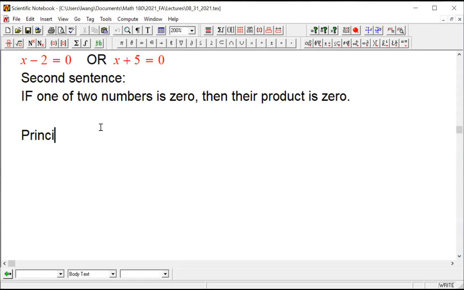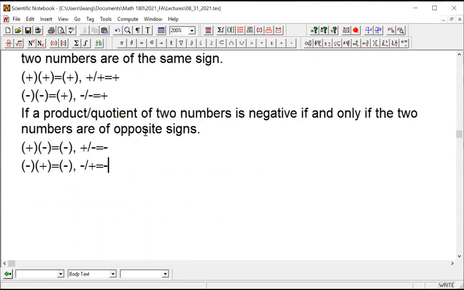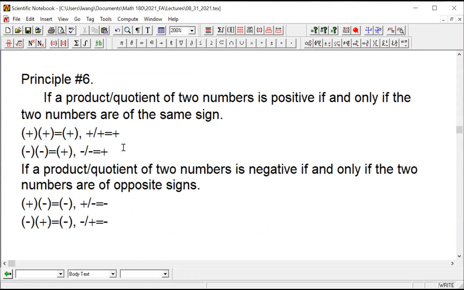Now, principle number 6. What does principle number 6 say? It's pretty long, isn't it? Since you guys already put them on the flashcard, you have read it. Could someone explain to me what principle number 6 is? The product or quotient of two numbers is positive if and only if the two numbers have the same sign. Like plus and plus equals plus, but minus times minus is still positive, like that. Wonderful. And what if the product of two numbers is negative?